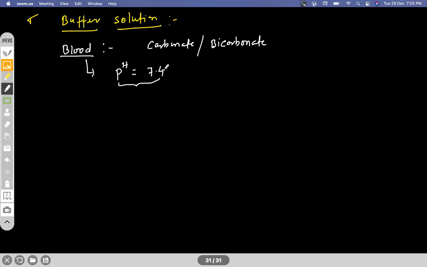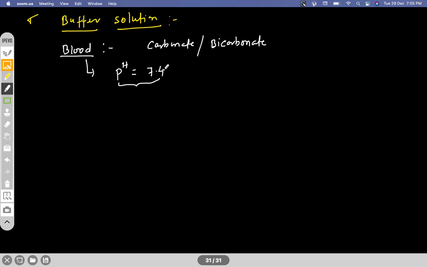There are other examples of buffer solutions too. Buffer solutions are solutions which always try to maintain their pH value. If you add some acid or base to a buffer solution, the change in pH is not that great. There will be some equilibrium shift and it tries to maintain its pH. It's not that the pH change is not there, but the change would be lesser than the change that would have occurred had it not been a buffer solution. Suppose you have a normal solution and a buffer solution, and you add a small amount of acid or base to both. The non-buffer solution will show more pH change, but in the buffer solution it is very little. That is the meaning of this.